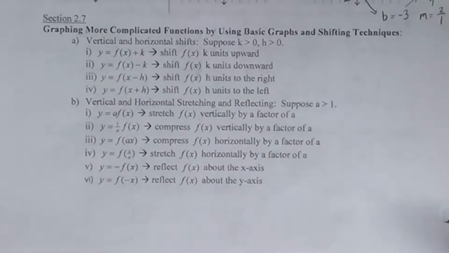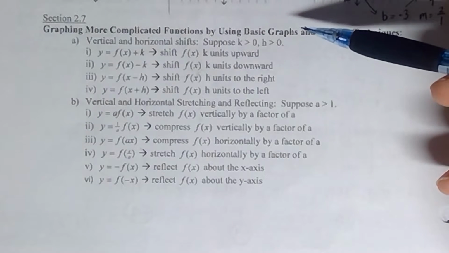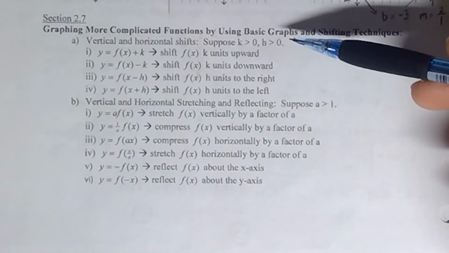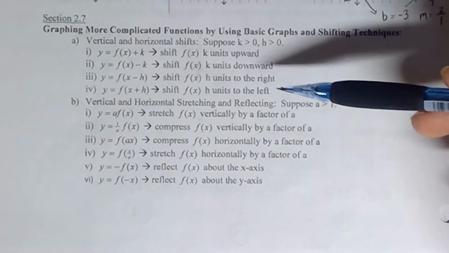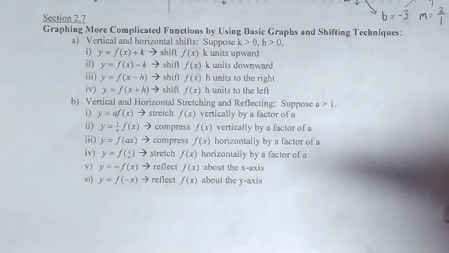Wakefield, and right now we're looking at section 2.7, getting near to the end of the chapter 2 packet here, or the packet that has chapter 2 in it, rather. You can see here we've got like 10 different rules here, and it talks about stretching and reflecting graphs and vertical and horizontal shifts of graphs.